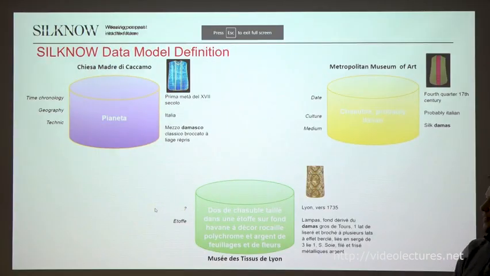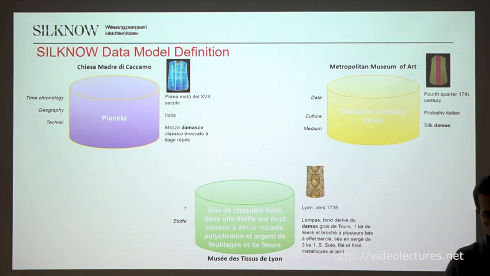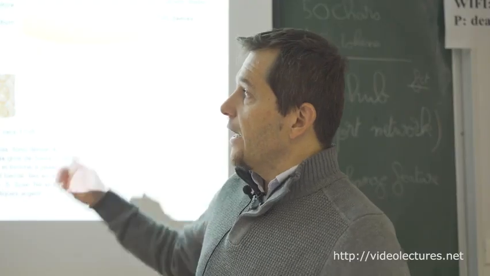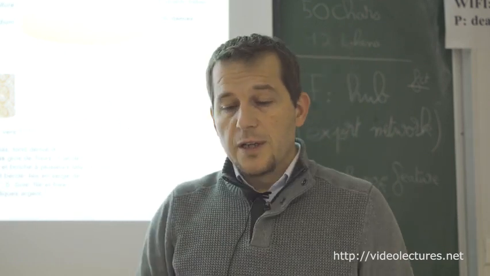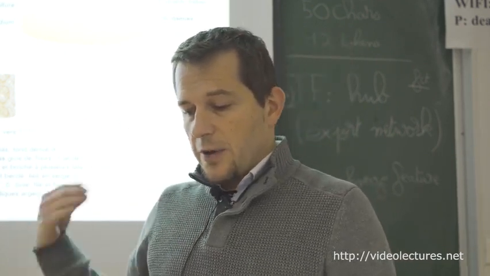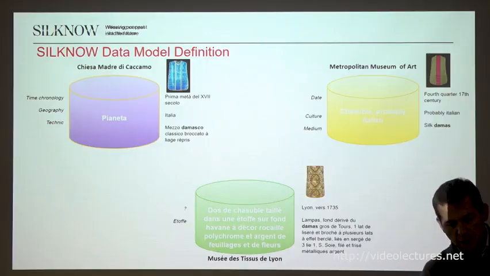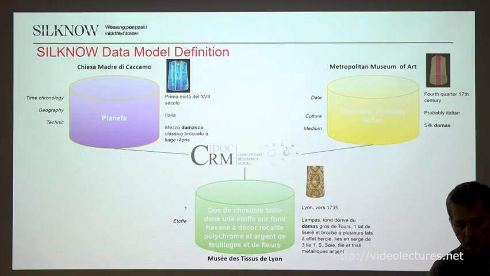You remember this visualization shown earlier on to justify the chosen data model in Silknow. Here in this case we have three chasuble type of textiles, or clothes, coming from different museums, and a common data model to represent this.